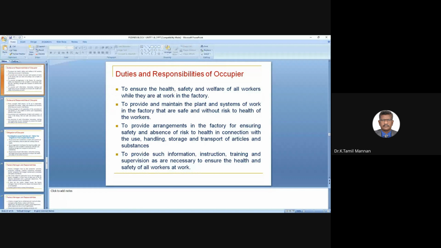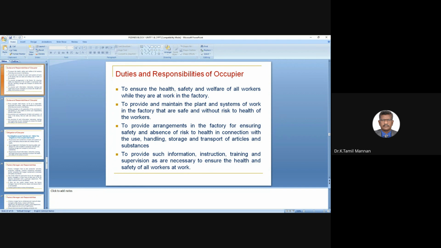So what are the various roles, duties, and responsibilities of the occupier? The main duty of the occupier is to ensure the health, safety, and welfare of all workers while working in the industry or factory. Also, to maintain the plant and systems of work in the factory so that they are safe and without risk to the health of workers. It should be a safe and clean environment, with no risk of any form during working. The occupier should ensure that.